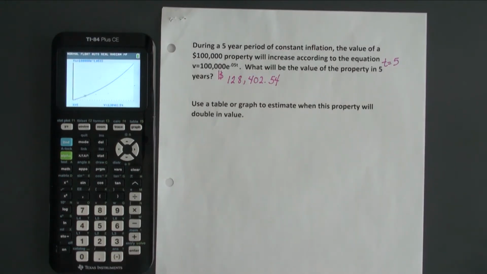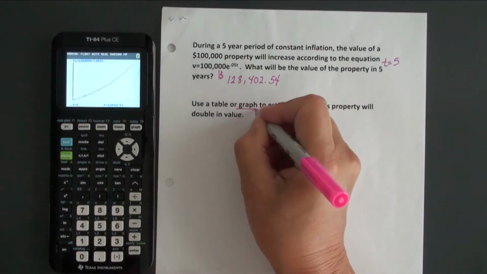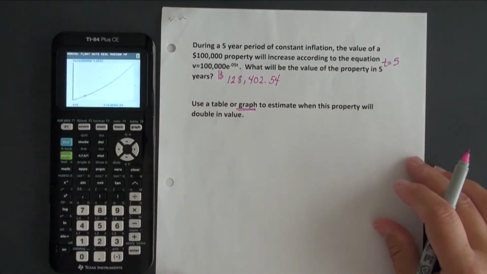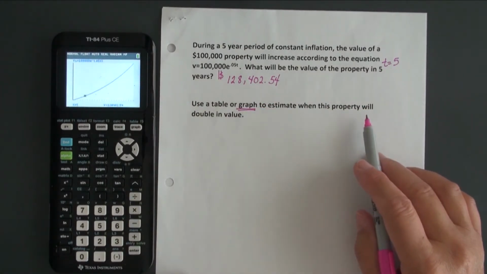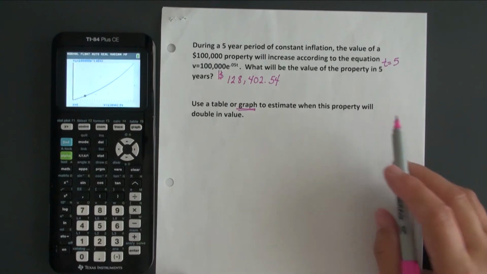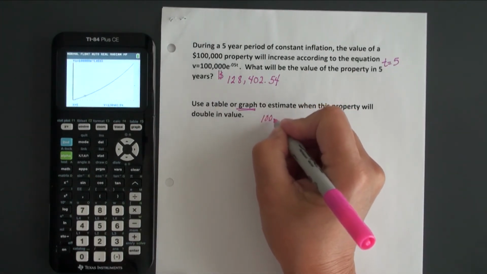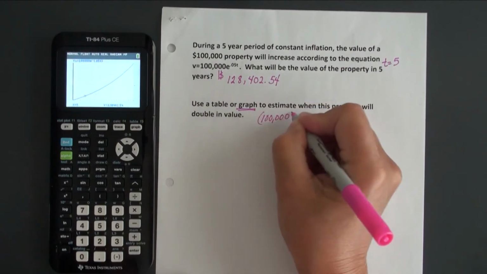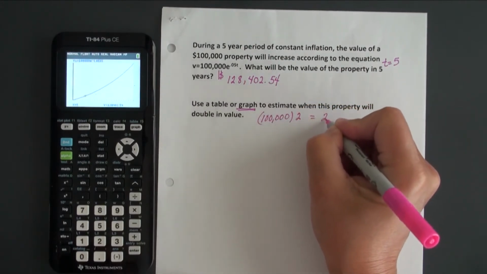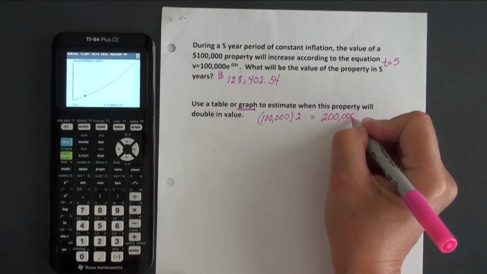Now, use a table or graph, and that's why I graphed it, because we need to use it to estimate when this property will double in value. Well, if it doubled in value, it went from 100,000 times 2, it went to $200,000.